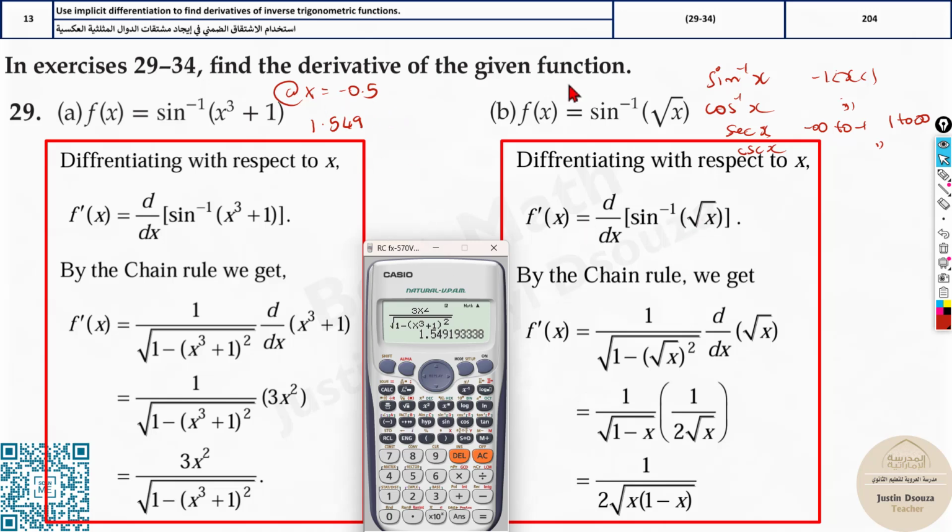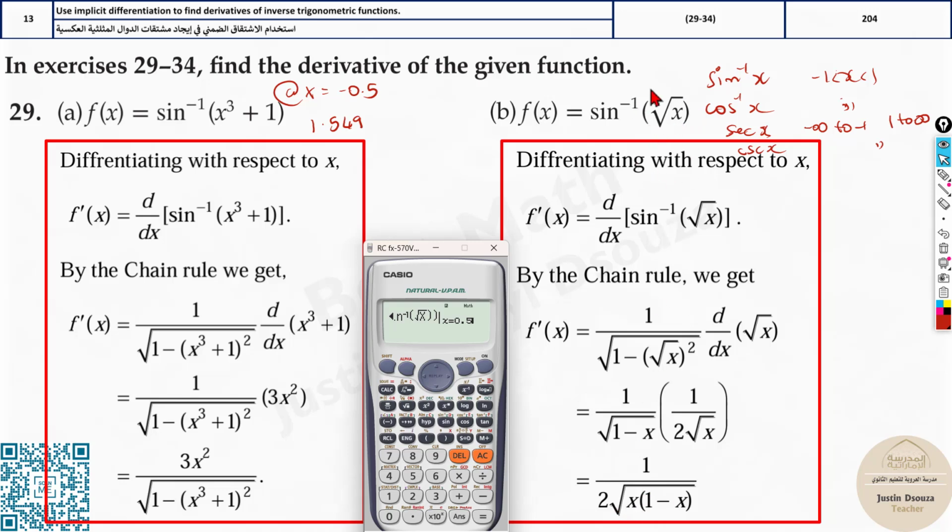And over here as well, let's do this one. You need to press shift dy by dx, sine inverse, that is shift and sine, and square root x. Now don't close the bracket inside the square root, go out and close the bracket. Now it's done. What is the x value? Here, remember, it should be less than 1. So what I'll do is I'll take positive 0.5 because I can't take negative 0.5. We got an error, right?